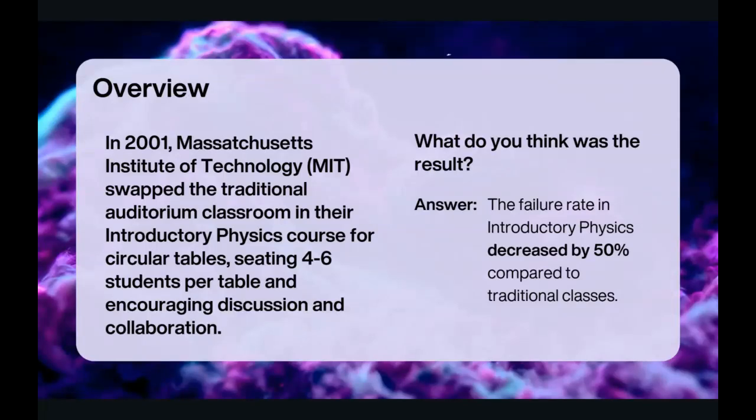The failure rate decreased by 50%. So the rate of students receiving an F, think about it, there's like 200 students in there, and the intro to physics failure rate decreased by 50% just by putting them at those tables instead of sitting like you're in a stadium. So it's not a small number, and it's definitely something to look at.